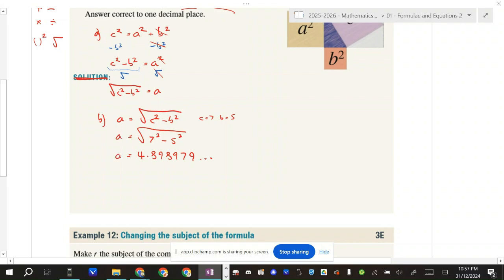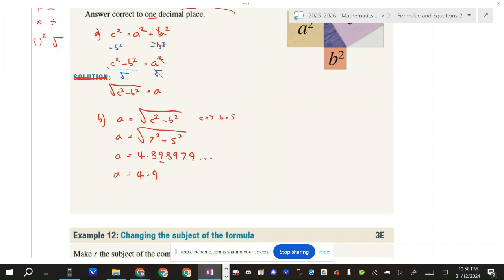I'll just bring my A down so we know we're doing A. And then it wants us to do it to one decimal place. So we have a look. The one next to it is the 9. So that means that's going to round it up. We're going to have 4.9. And our unit in this particular case, they didn't actually give us a unit. They didn't say it was centimeters or anything like that. So we will leave it like that.